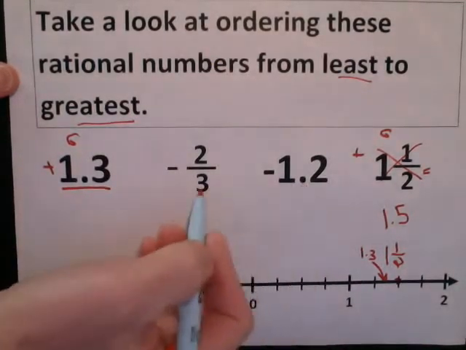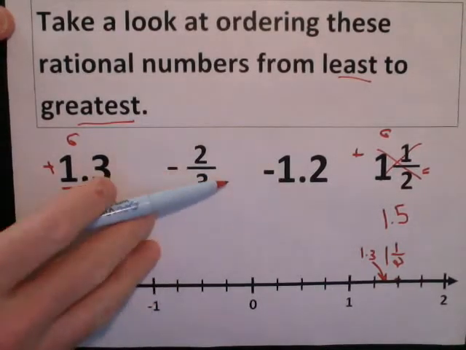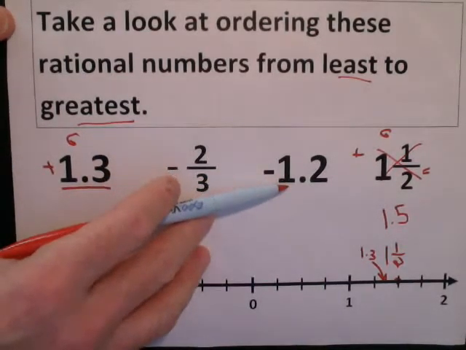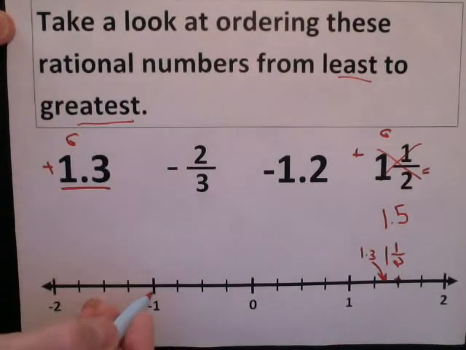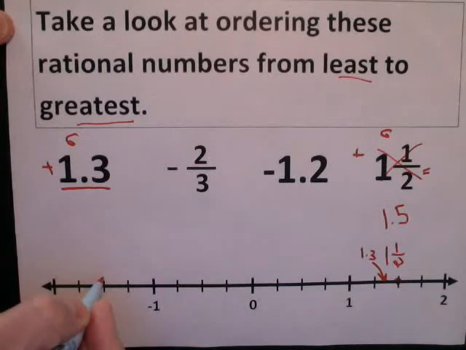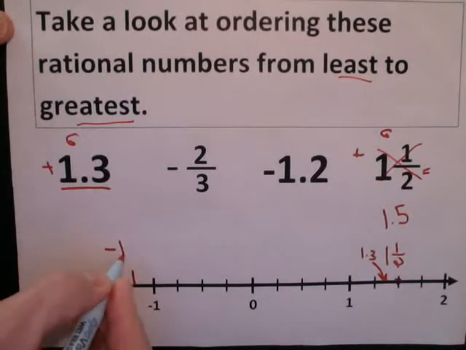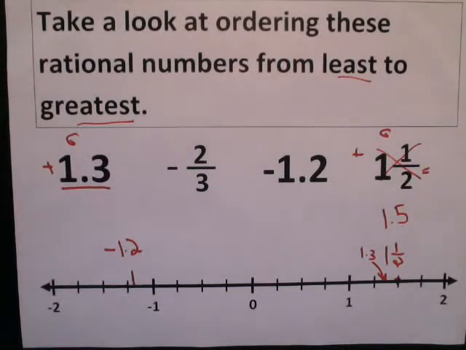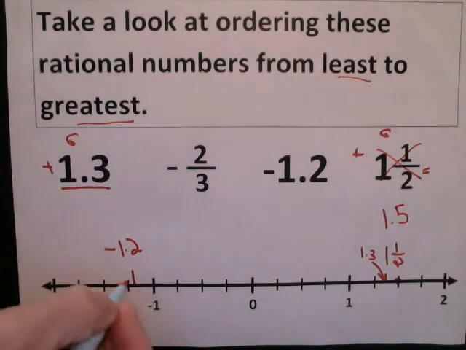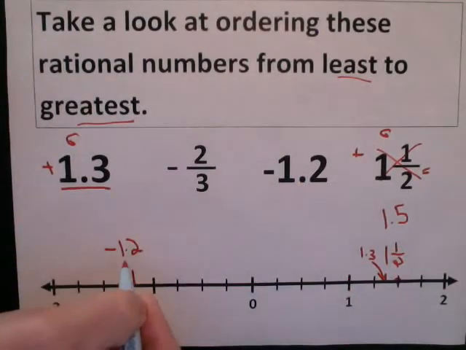So we now know the order of those two greater numbers. What we don't know is the order of these two numbers. Now, if we were to convert these to decimals, we know that this is negative 1.2, or negative 1 whole unit and 2 more. So if this is a negative 1.5, negative 1.3, negative 1.2 would be right about there somewhere. So now we have a general idea of where that is on the number line.